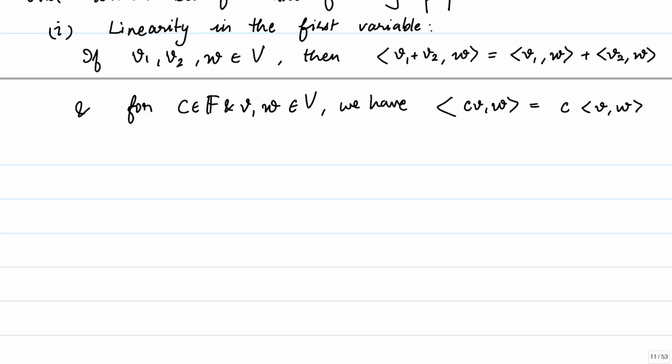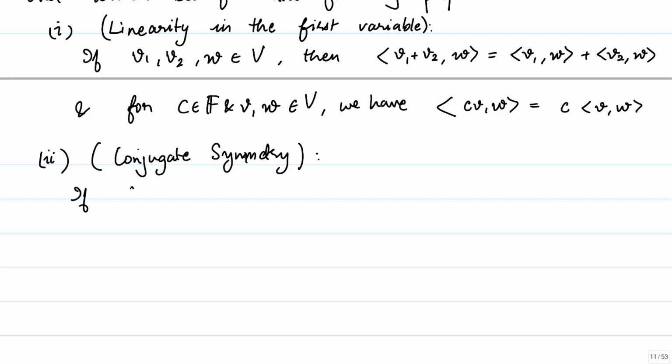If you are already familiar with the dot product, notice that this is something which is already satisfied by the dot product. How about the second property? So this is called linearity of the first variable. The second one is called conjugate symmetry. If V comma W are vectors in capital V, then the inner product of V comma W is equal to the conjugate of the inner product of W and V.